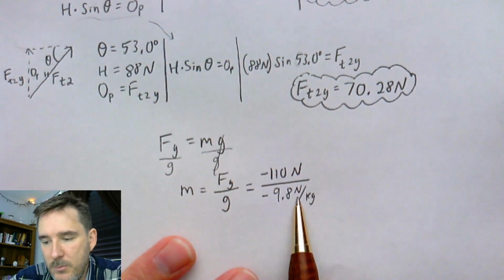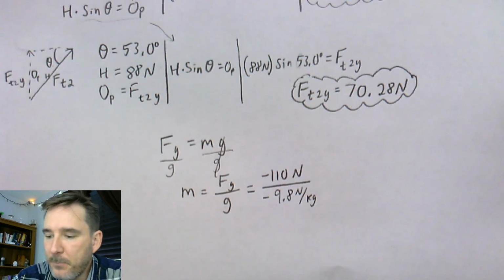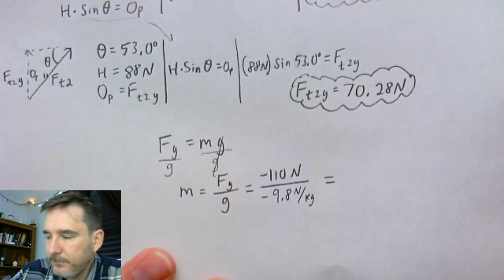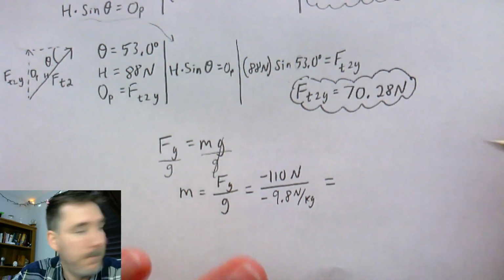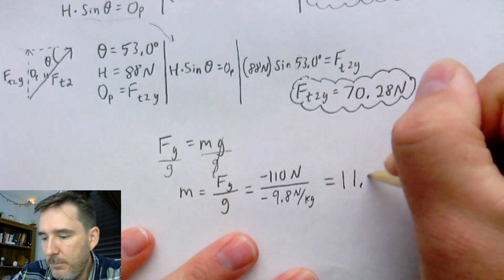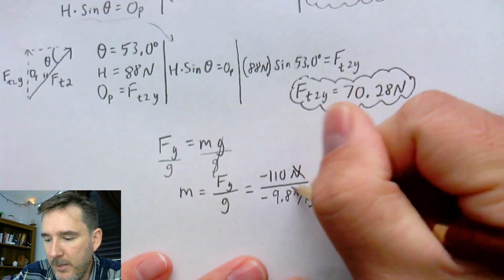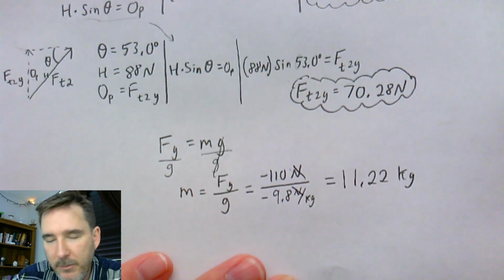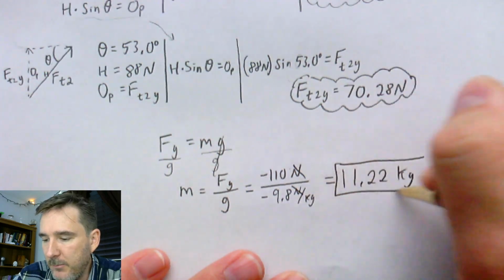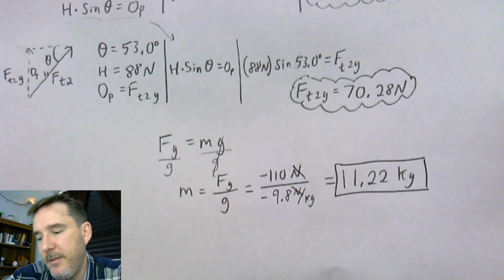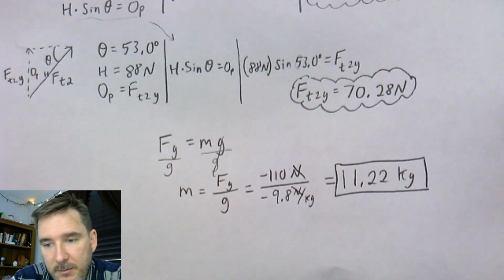As I showed, newtons is made up of units that would cancel out kilograms, and you'd get meters per second squared. Regardless, when we do the math here, it turns out that the mass of our sign is 11.22 kilograms. Okay, newtons will cancel out. Kilograms is in the denominator of the denominator, and that means it comes up to the top as the final unit, and that is the mass of the traffic light.